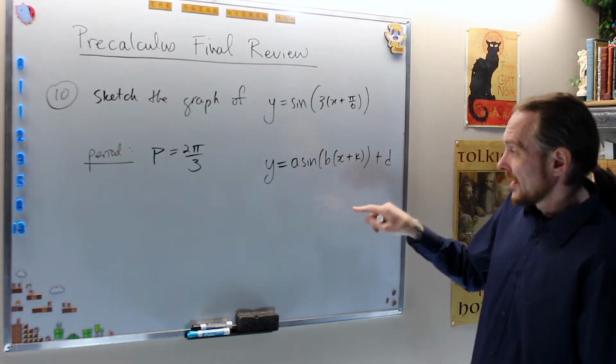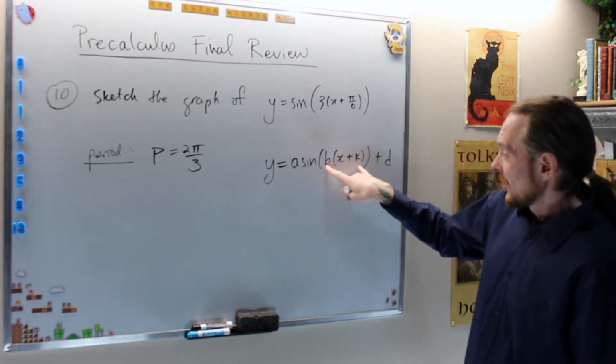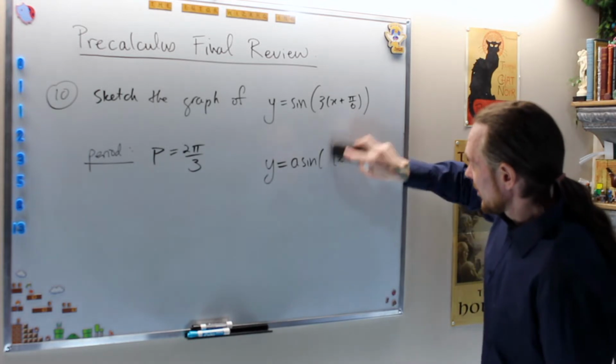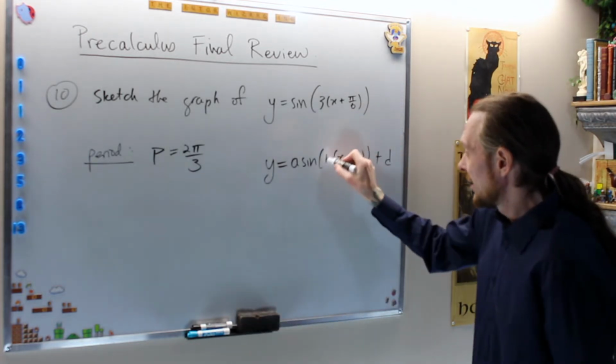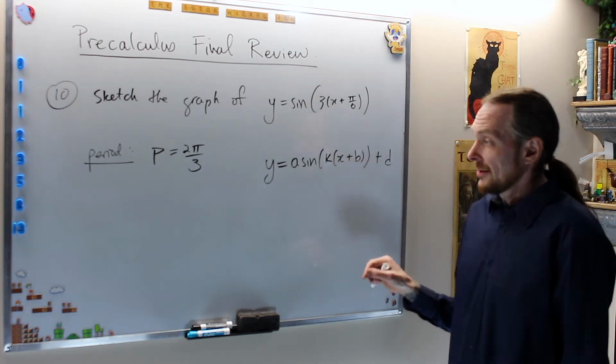I'm not sure which ones they put this as. They may have switched these. Possibly they may call this K and this B. The phase shift they're going to call B and K.